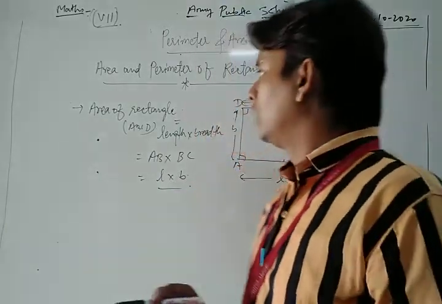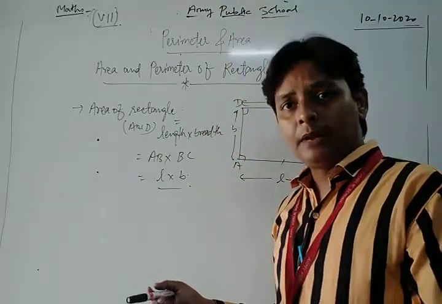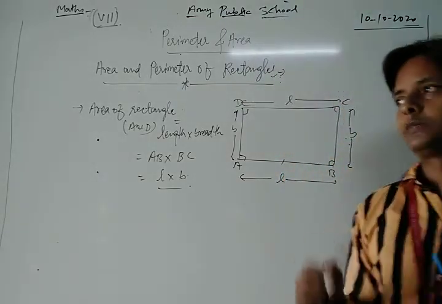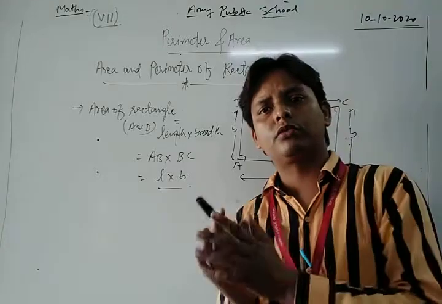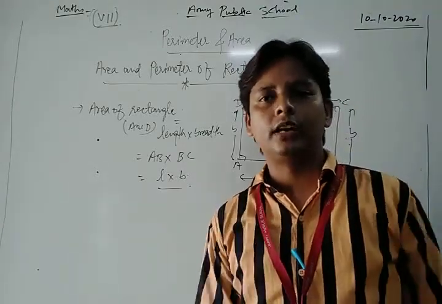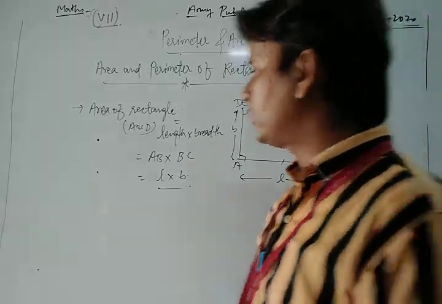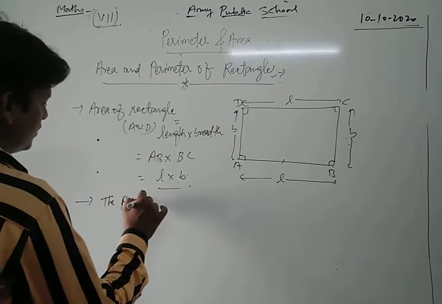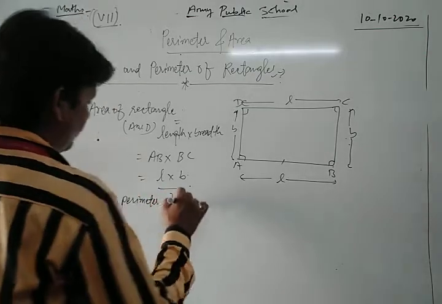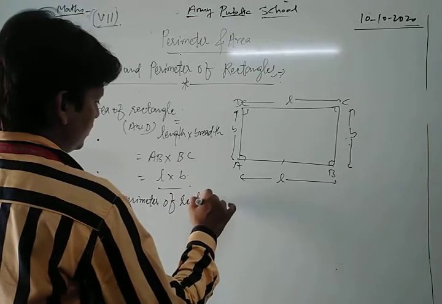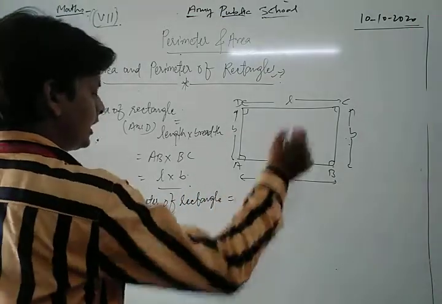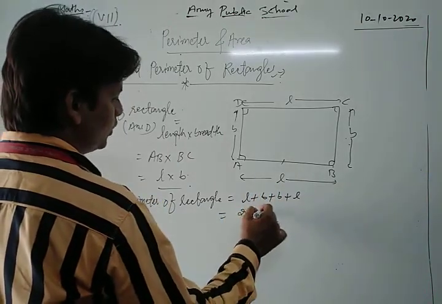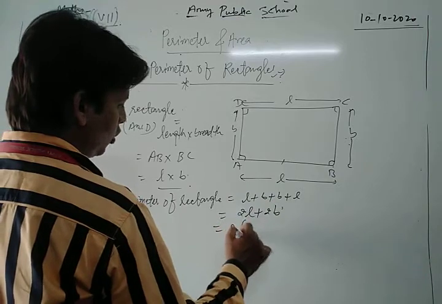Now the next one is what? What is the perimeter of the rectangle ABCD? Dear student, I just discussed the concept of perimeter: the sum of all sides of any geometrical figure is known as its perimeter. The perimeter of rectangle is the sum of its all sides, means L plus B plus B plus L, that is 2L plus 2B, that is 2 common, and L plus B.